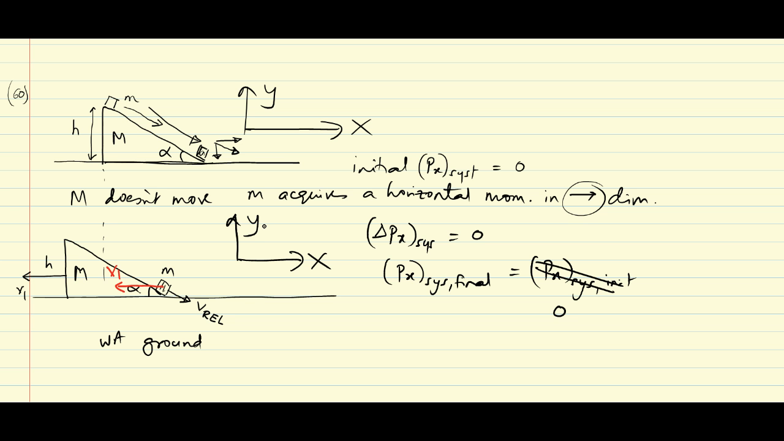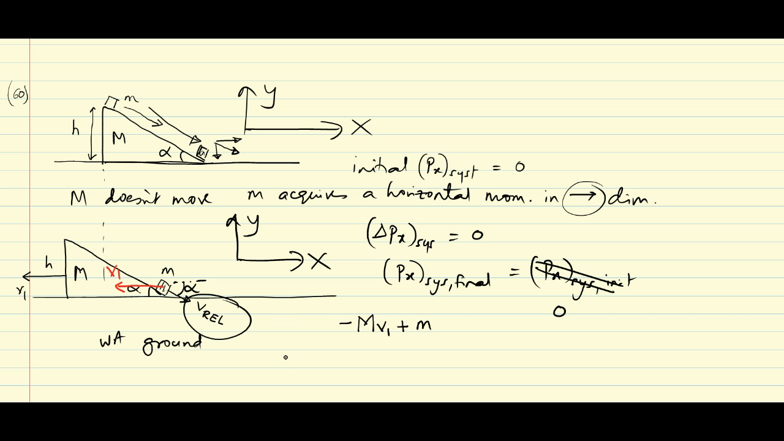The y-axis is upwards. So let's first consider the x component of the momentum of capital M. Capital M is moving towards the left with a velocity v1, so its x momentum is going to be minus M multiplied by v1. The minus sign comes because it is moving leftwards. Now let's look at small m. The momentum of small m is given by m times, let's consider this component first. See, this angle is also going to be alpha.